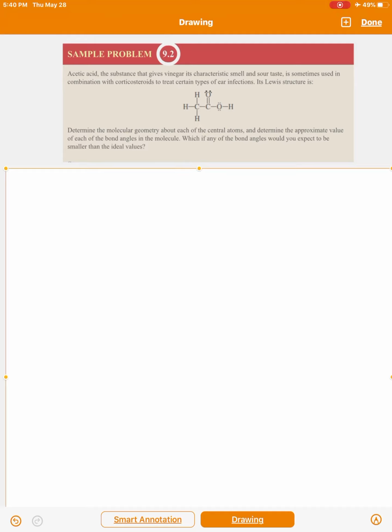Okay. All right, so let's redraw the Lewis structure here. So in this particular problem, we're not going to draw the three-dimensional arrangement of atoms. We're just going to draw the Lewis structure and then predict what type of bonding angles we would expect for the molecule.